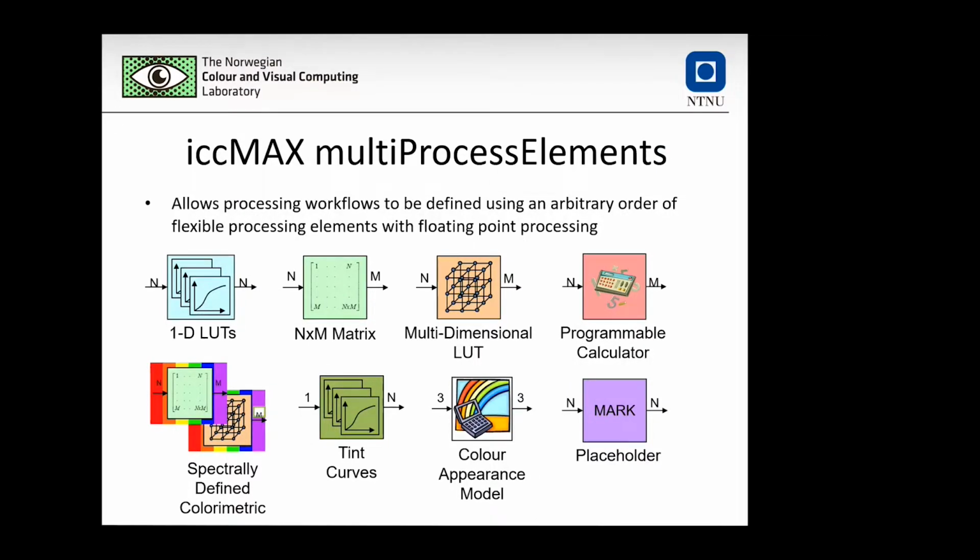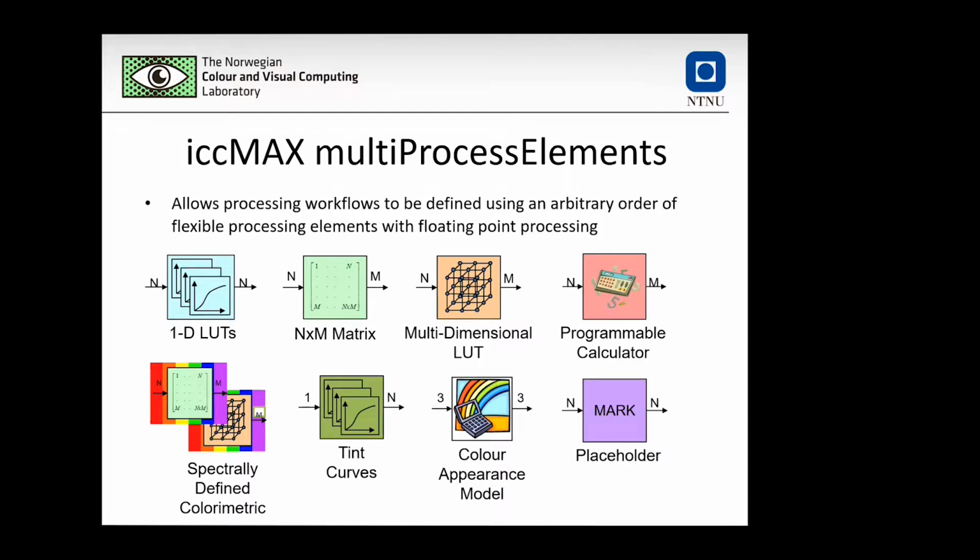So what iccMAX does is include these things called multi-process elements. Whereas the traditional ICC.1 has a fixed sequence of transform elements of curves, matrix, and lookup tables, now in iccMAX you can use any number of these elements in any sequence. You can have one-dimensional lookup tables, matrices of any size, and multi-dimensional lookup tables which are not restricted in the number of channels, unlike ICC.1. You have a very powerful calculator element, which is essentially a programming language especially designed for this purpose.